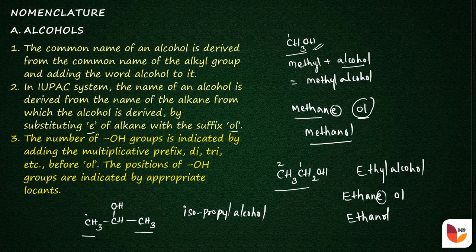In the IUPAC system, the molecule is numbered from either the left side or the right side, that is 1, 2, 3, meth, eth, prop. Because of the presence of three carbon atoms, it is represented as prop, and it is AN, and the position of the hydroxyl group is represented as 2, and E is replaced by OL. So propane-2-ol, or 2-propanol.